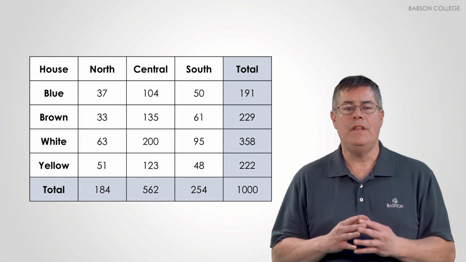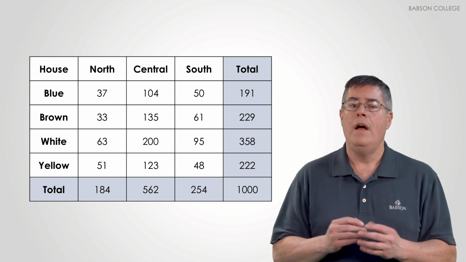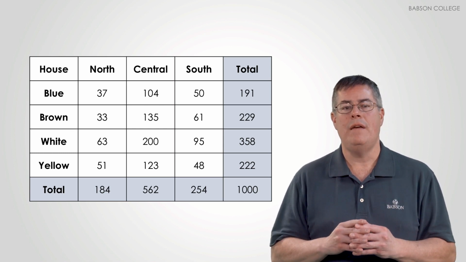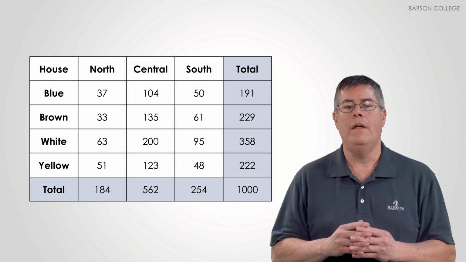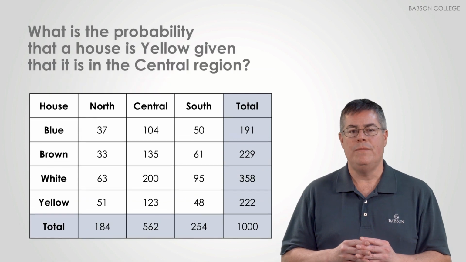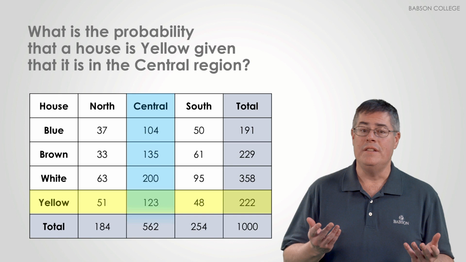We'll use the same contingency table that we used in the previous video. This time, however, I will change the order of the questions I present to not follow the same pattern, to challenge you to think about the type of probability addressed. Here is the first question. What is the probability that a house is yellow given that it is in the central region?